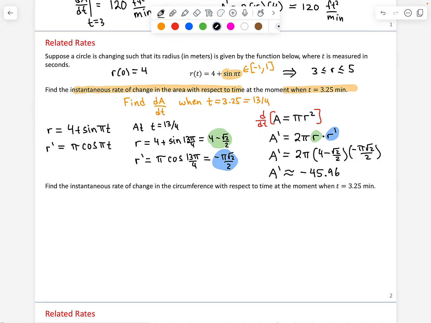Now the unit of this rate of change is unit of area, which in this case would be square meters, per unit of time. In this case, time was measured in seconds. So notice A prime is negative. That means that A is in a state of decreasing, or dropping in value.